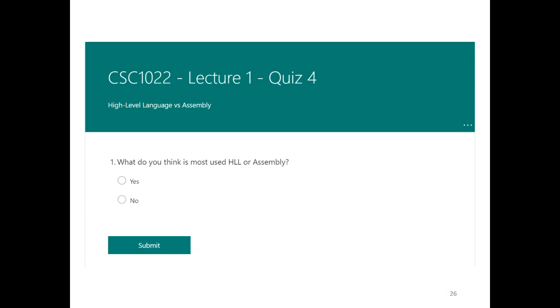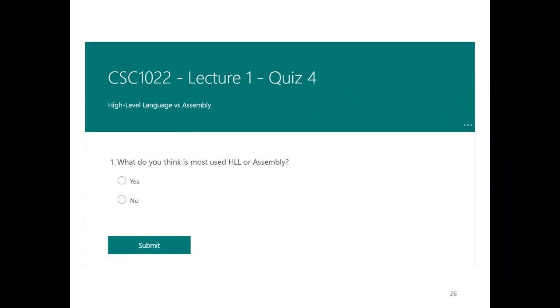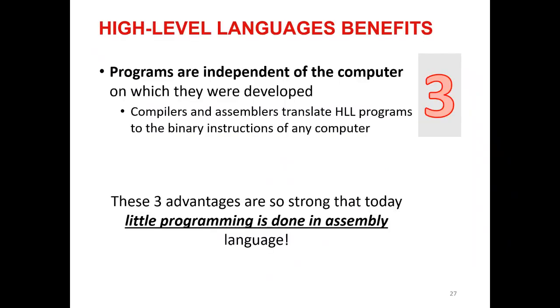Okay, so it seems that some of you have already answered. So this is what I see. The question was, would you think it most used is high-level language or assembly language? Okay, we have yes. The question is probably not very clear, but I assume that by yes, you mean a high-level language. So obviously the most common one is a high-level language, because of these three benefits I have just mentioned, which make high-level languages like C, C++, Java very, very productive, very portable, and very easy to program. And for this reason, very little programming is done in assembly language.